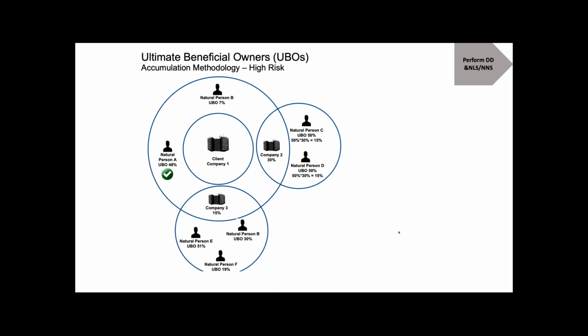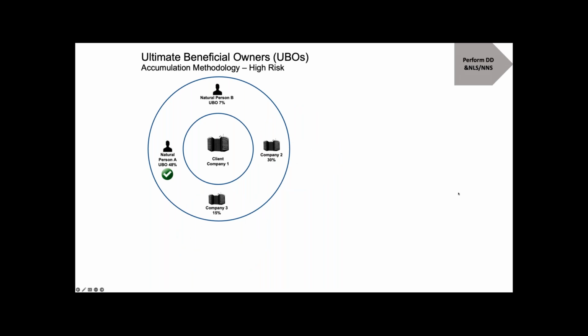Now, if you scan through the room, who do you think is a UBO aside from natural person A? B, C, D. Does everyone agree? And why? Because C and D own 15% each of company B. And since we're dealing with high risk, we're looking out for 10%. So C and D have passed that threshold of 10%.